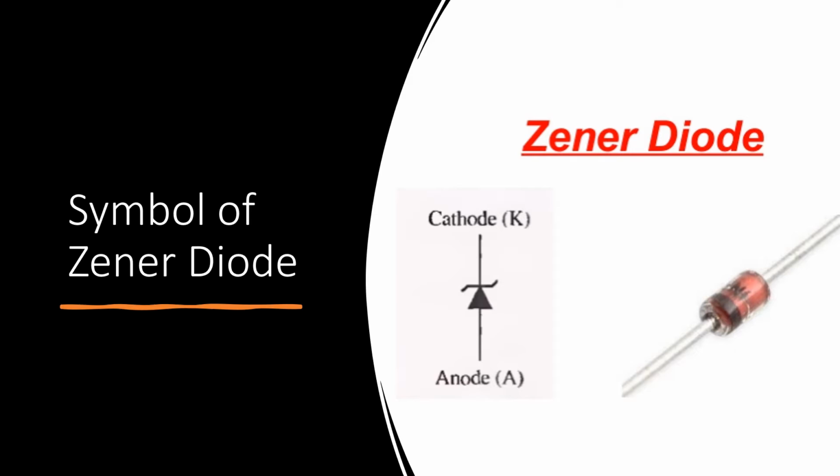Now the symbol of the Zener diode. Same as general PN diodes, it also has two terminals, namely an anode and a cathode. If you observe the cathode terminal, it has a shape like a Z. That is the major difference between the symbol of the normal diode and the Zener diode. For simple PN diodes it is a straight line, whereas for Zener diodes the symbol is like a Z. So that is the symbol of the Zener diode.